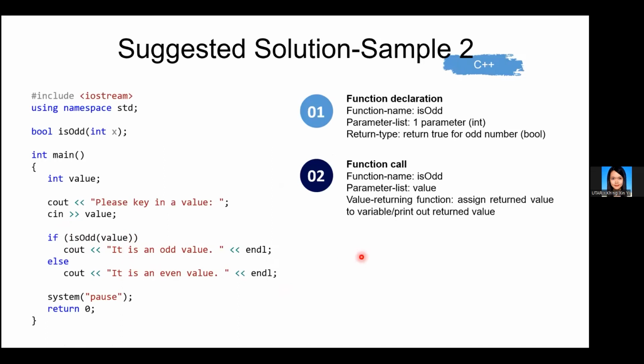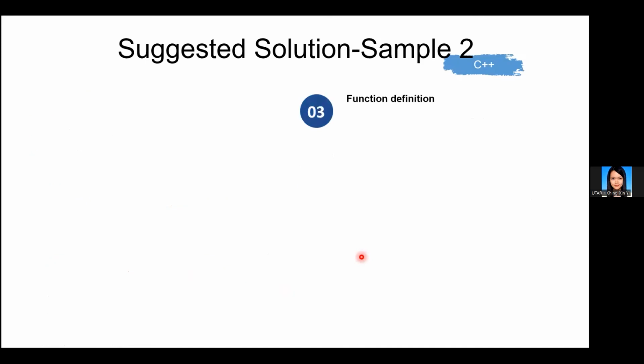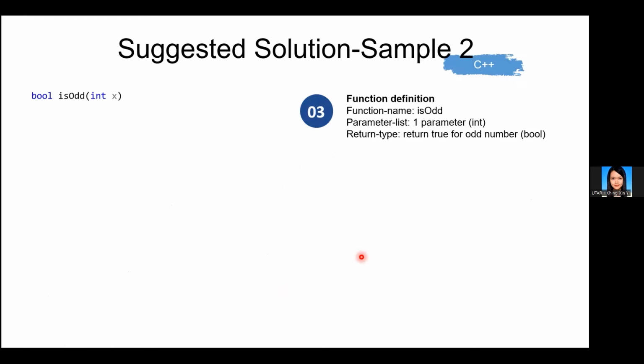Then after that, we proceed to the third part, function definition. Again, the function header should be similar to the function declaration. Bool as a return type, the function name is isOdd, and then I'm going to pass down one parameter, one integer that will be received by the function. So we have integer here. Don't forget the argument name, the x here.